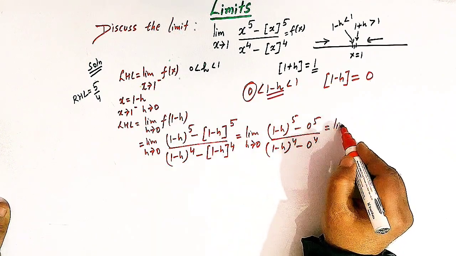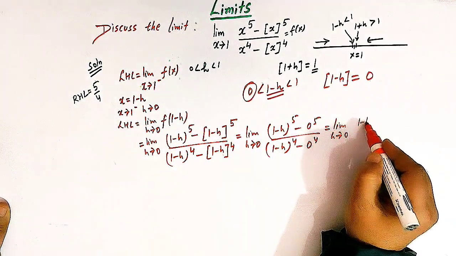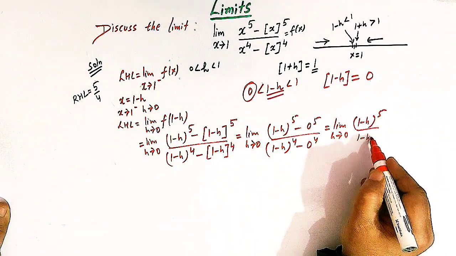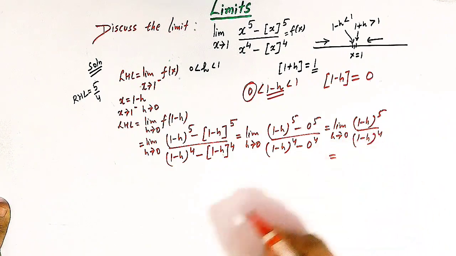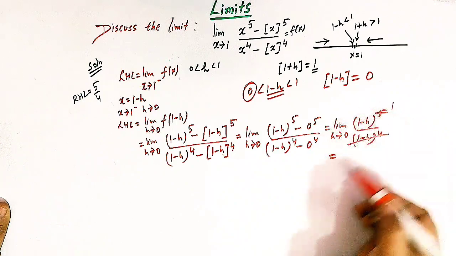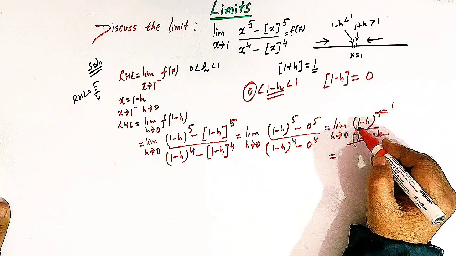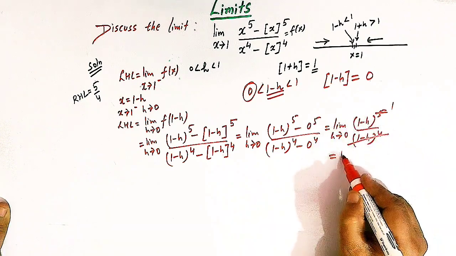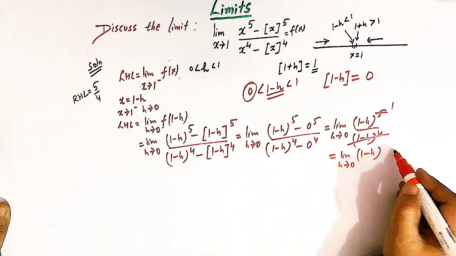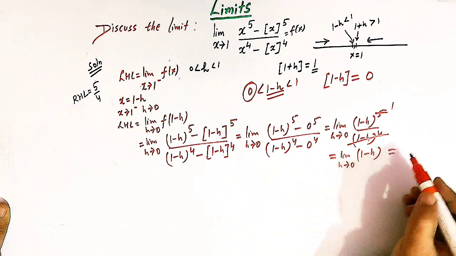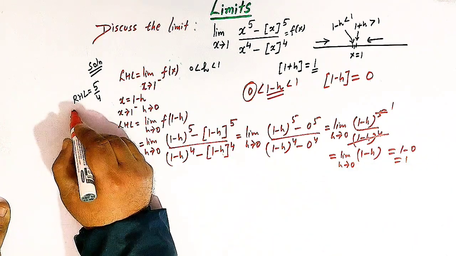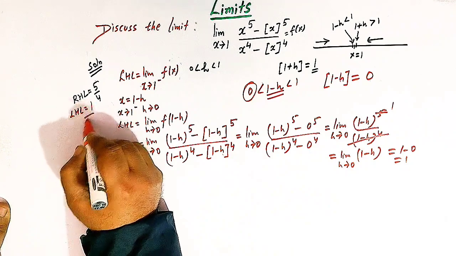So now we have limit h tends to 0, of 0 and 1 minus h raised to 4, right? So now this term gets cancelled. Here we are left with only the first power, that is 1 minus h. So we have limit h tends to 0 of 1 minus h. So now we can take h is equal to 0. So this is 1 minus 0, that is 1, right? So the left hand limit is given by 1.